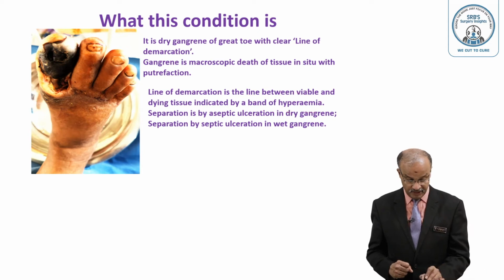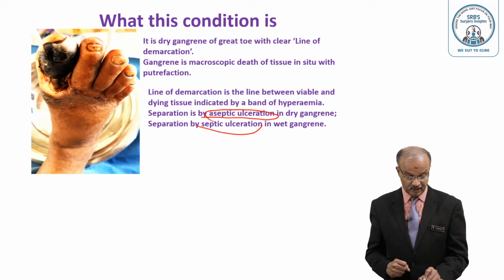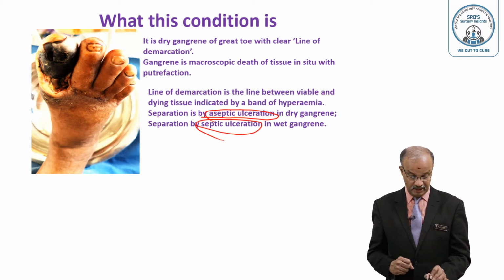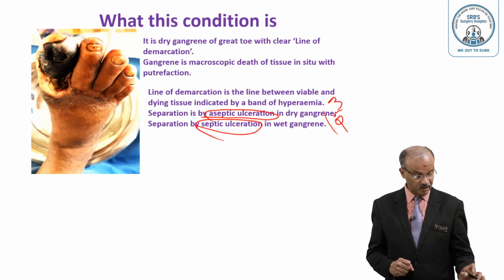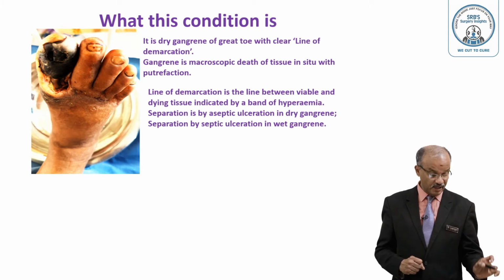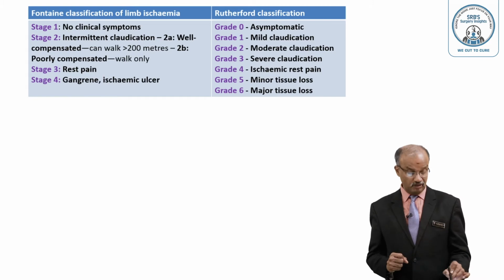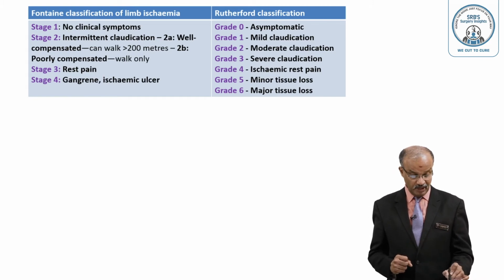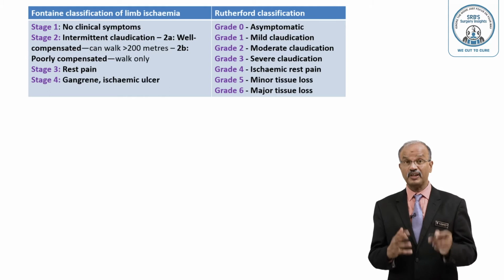Now this separation is aseptic ulceration in dry gangrene, septic ulceration, septic separation in wet gangrene. So this is again an MCQ question, remember. In wet gangrene septic, in dry gangrene aseptic. And so Fontaine classification of limb ischemia, stage 1, 2, 3, 4. Again, many times MCQ is asked. Stage 2 Fontaine classification is what? 2A, 2B, what? So you should be able to answer that.